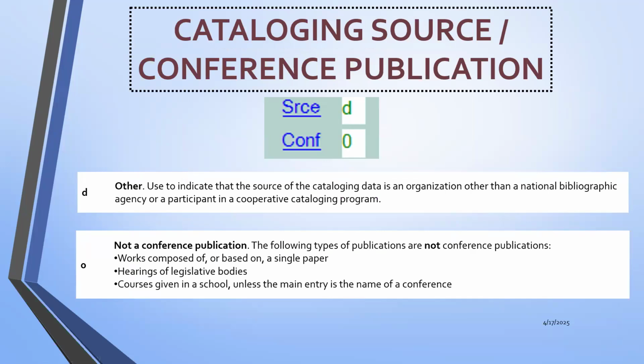All right, cataloging source, conference publication. OCLC users at authorized national bibliographic agencies will enter blank. And then BibCo and CONSER participants enter C. In all other cases, OCLC users enter D. And don't change this code if you're editing a record, because then you'll get stuck in this endless loop of errors and it's not fun.